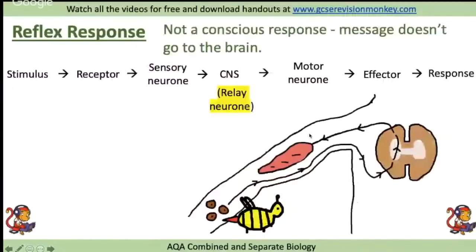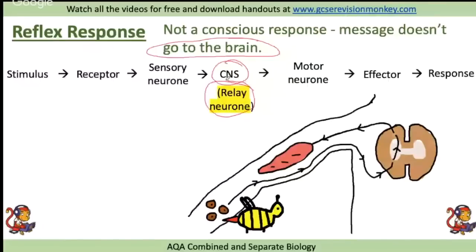So reflex response then. Sometimes you have a very, very quick response and it doesn't go to the brain to be coordinated. So normally our central nervous system means that the signals go up the spinal cord to the brain and that coordinates the response. That's the coordinator. However, in this case, the message just nips across the relay neuron instead, which is in the spinal cord.